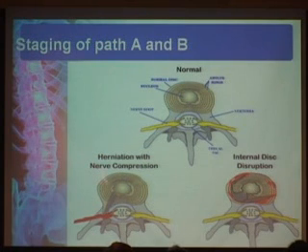And you have path B, that is, you have a tear in the annulus with a fragment coming out and irritating the nerve. Most of the surgical candidates are these. Most of the candidates which need injections or steroid injections are these. But in practice, you can have a combination of both. You can have an annular tear which is leaking and an annular tear with a fragment.